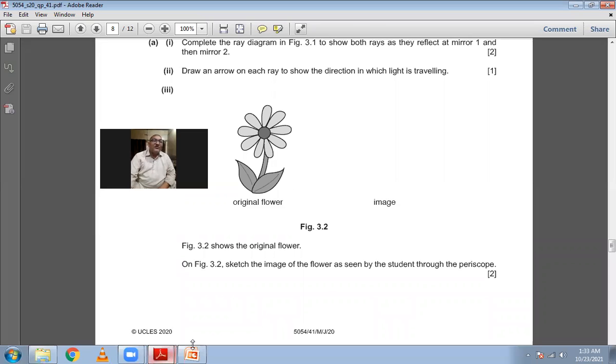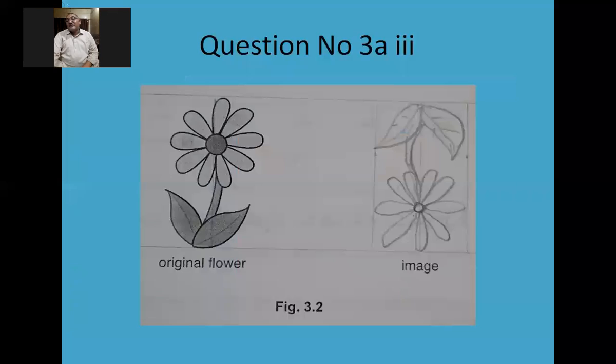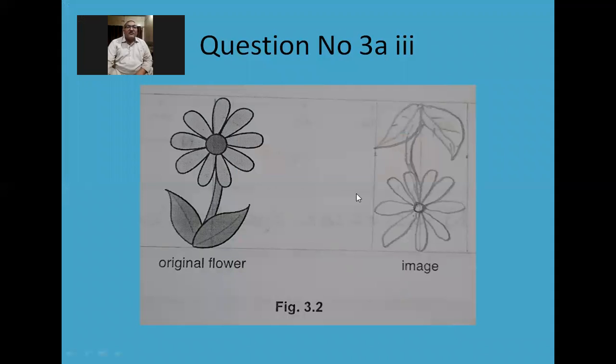So I have tried to draw that image. We are not very good at drawing the images, but we have tried our best. So the image he sees will be something like this. You can see it will be upside down. So we have tried to keep the same size, just upside down. I have tried to keep the size of the flower the same. It's very important that the size of the flower, with naked eye inspection, should look the same.